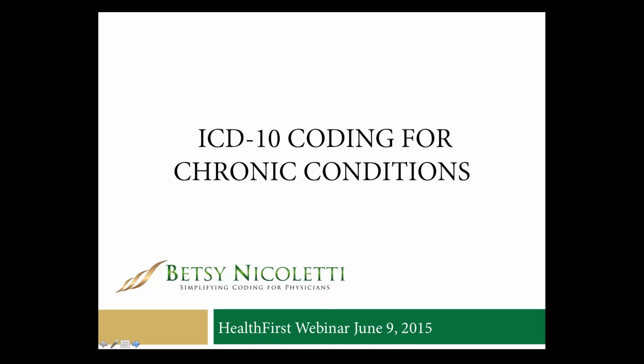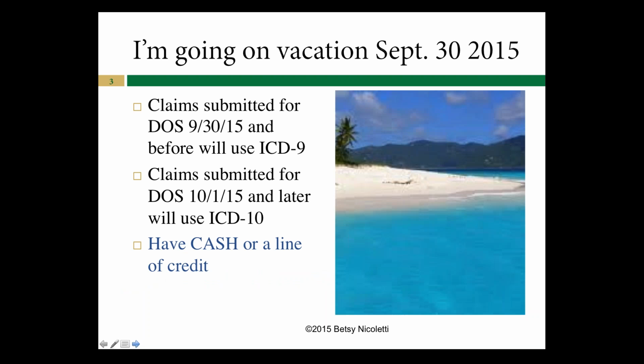Coding for chronic conditions. Now, as many of you know, we're changing from using ICD-9 codes to ICD-10 codes. And the change is based on date of service, not date of claim submission. So if you see a patient on September 30th, 2015, we're going to use ICD-9 on that claim no matter when we submit the claim, whether we submit the claim on the 30th or whether we submit the claim in October. And if you see that same patient on October 1st, 2015, for the same condition, you're going to use ICD-10 codes when you submit that claim.